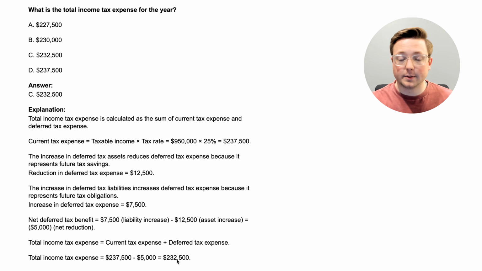So total income tax expense is where you just take everything into account altogether, the current and the deferred taxes, and you have to figure out what the increase and decrease is for the liability and the asset. Now let's go ahead and go to the next question.